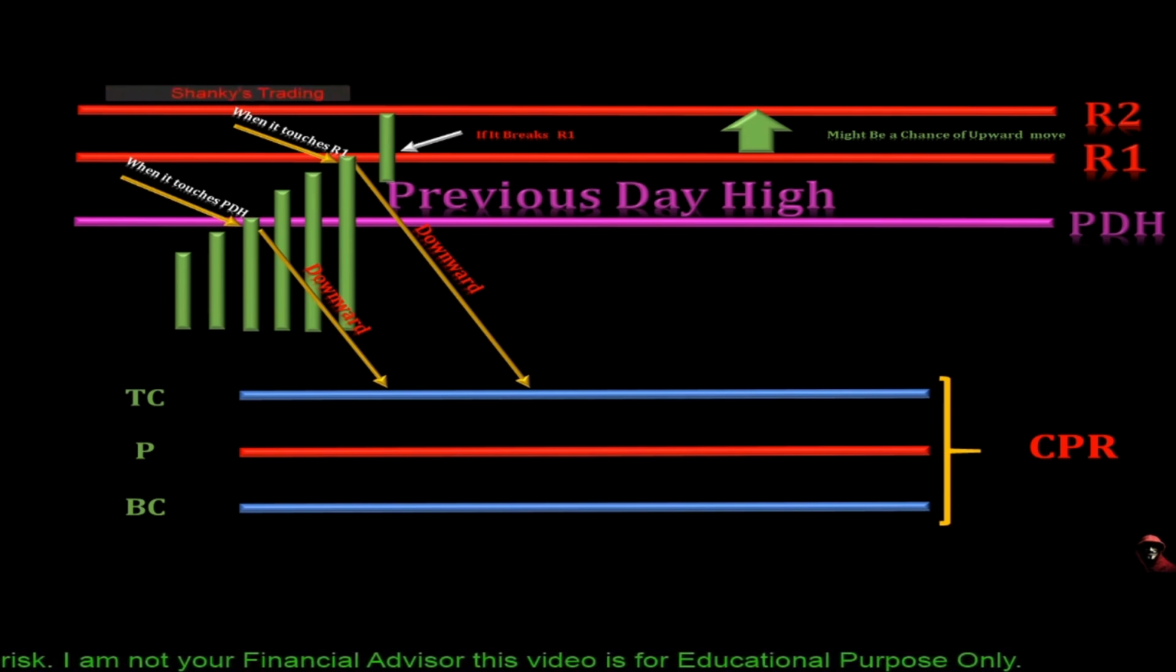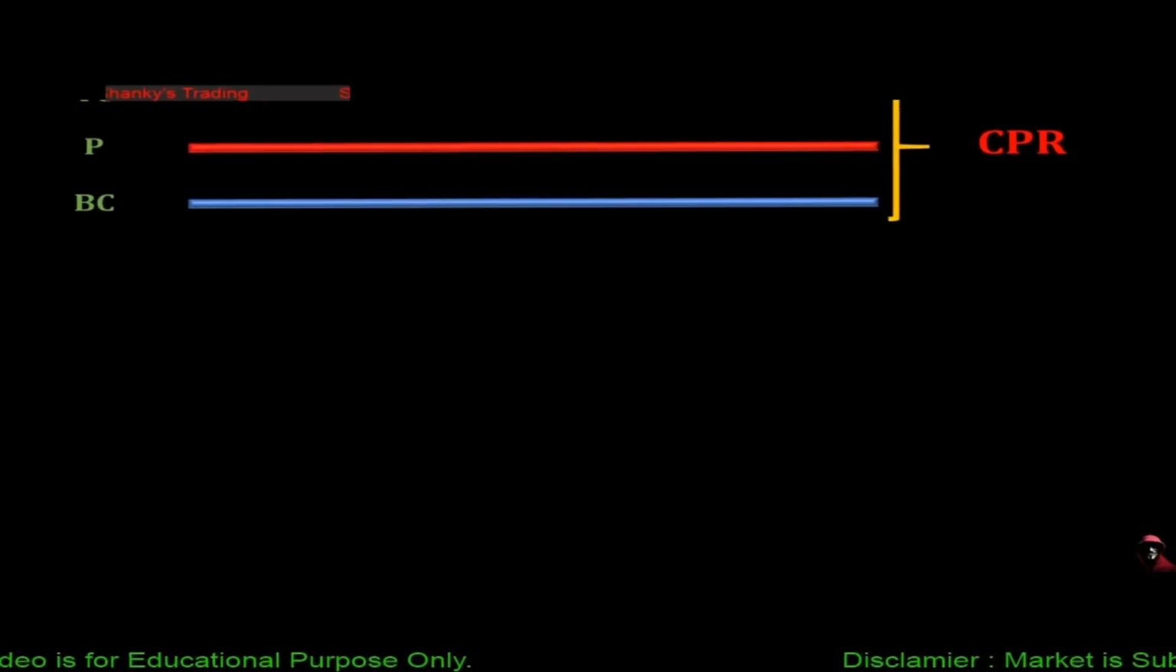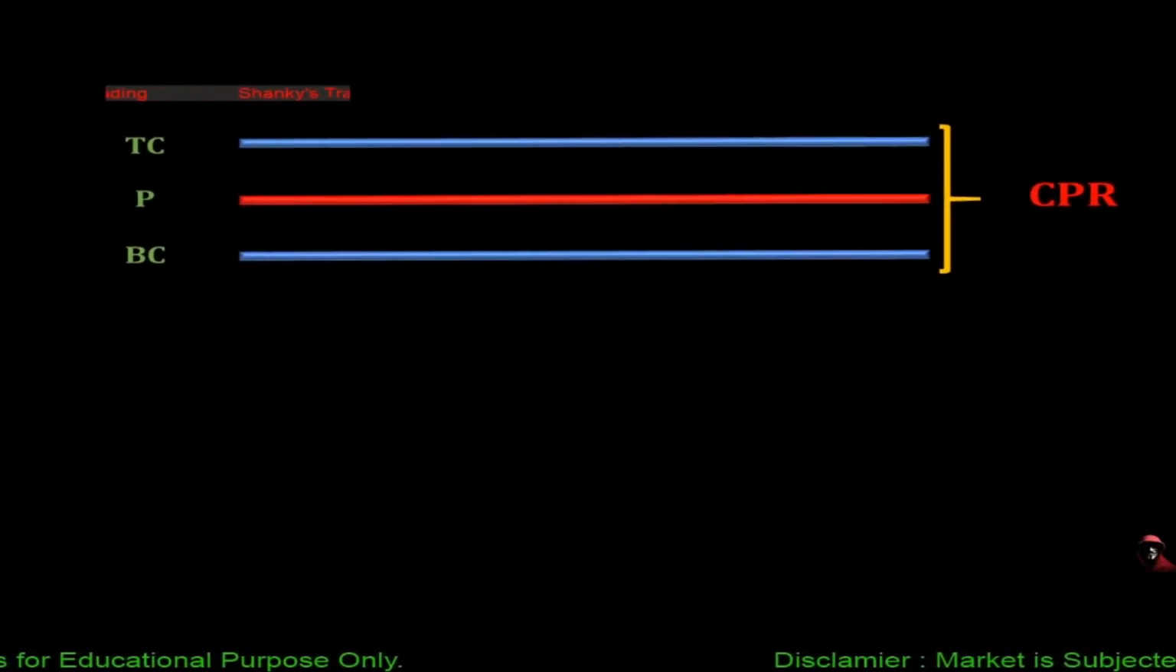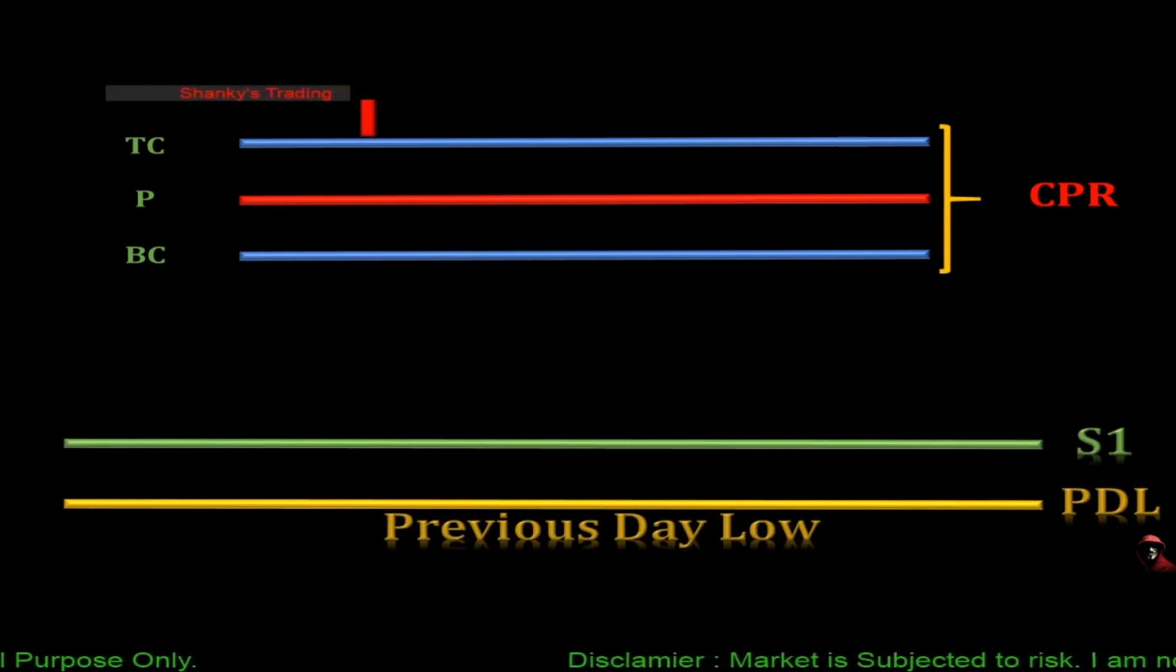So there is a logic which tells you that 90% of the time you can see it's coming back, 80%, but 10%, yeah, buffer is there. The second part comes in: the first candle opening in between S1 and CPR. Nothing, it is the same thing what you have seen there. As you know, the setup for CPR, what is that? Previous day low line. If the candle is opening in between CPR and S1, then what will happen?